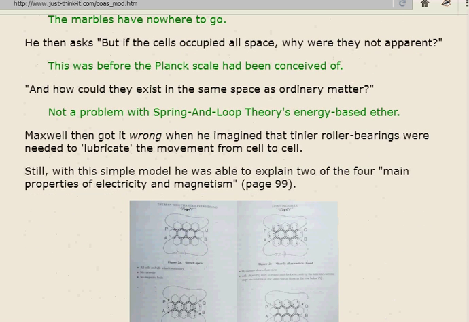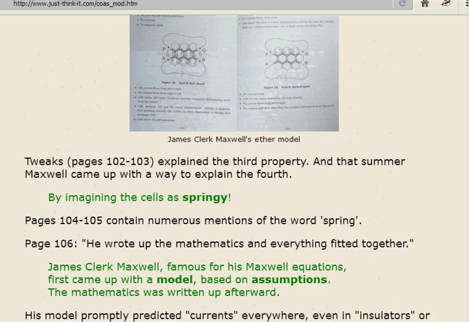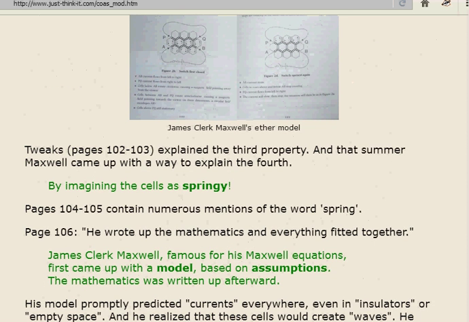Maxwell then got it wrong when he imagined that tinier roller bearings were needed to lubricate the movement from cell to cell. Still, with this simple model, he was able to explain two of the four main properties of electricity and magnetism, page 99. Tweaks, pages 102 and 103, explain the third property, and that summer, Maxwell came up with a way to explain the fourth. By imagining the cells as springy, pages 104 and 105 contain numerous mentions of the word spring. Page 106, he wrote up the mathematics and everything fitted together.